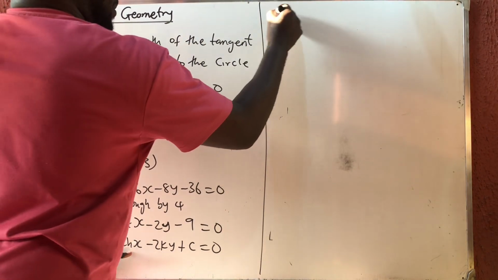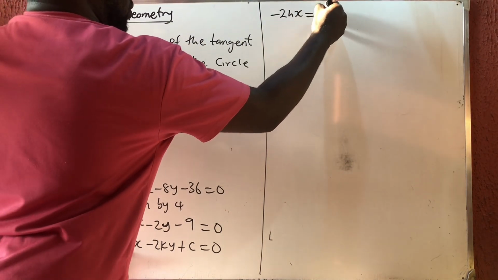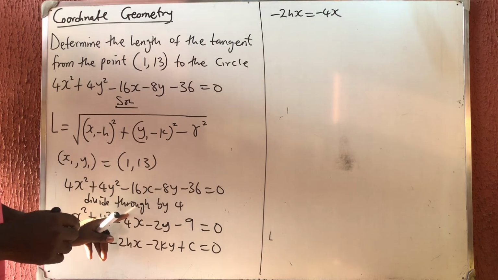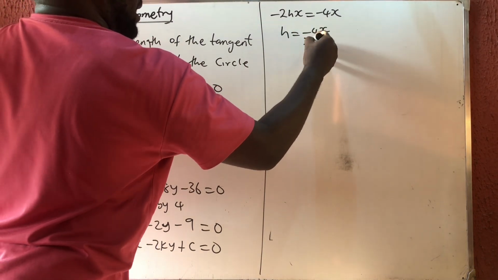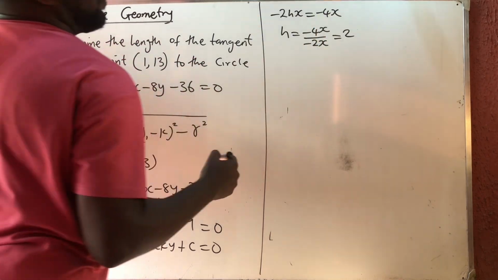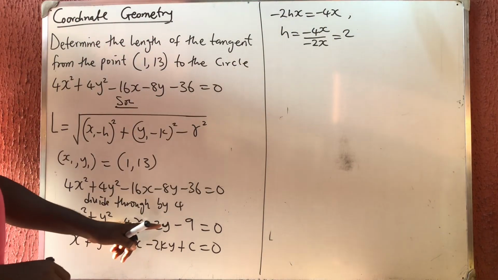So we're going to tell them that minus 2hx should be equal to minus 4x. So therefore, my h is equal to minus 4x divided by minus 2x. I'm having 2. Okay, so keep comparing.